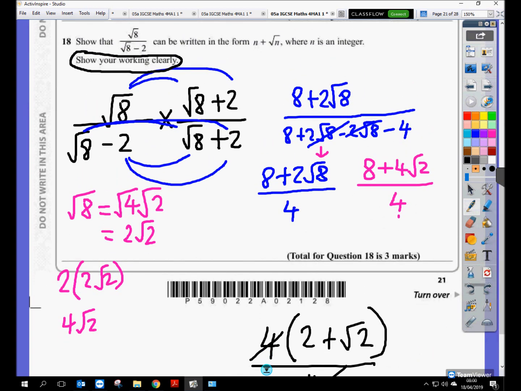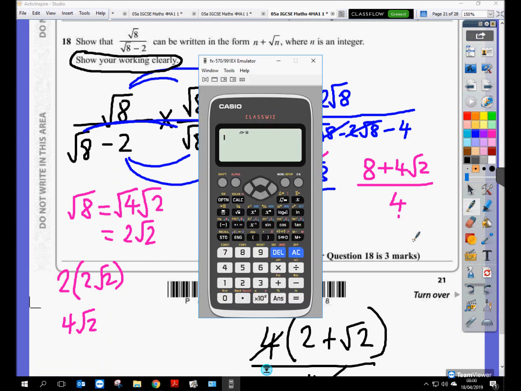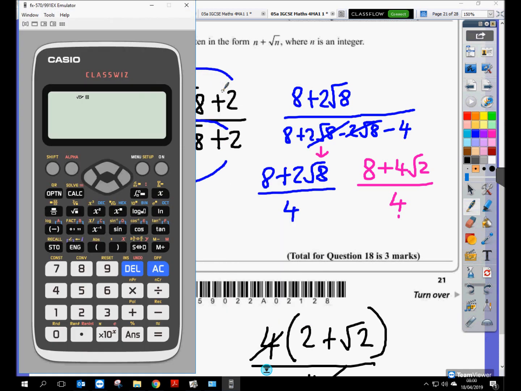Now what you can do with these questions, not always, but sometimes, is open the calculator, type in the original question, and it should give you the answer. So you don't get any marks for this, but you can check that you've got it right. So if I type in root 8 over root 8 minus 2, press equals, you can see that this is the answer, 2 plus root 2.